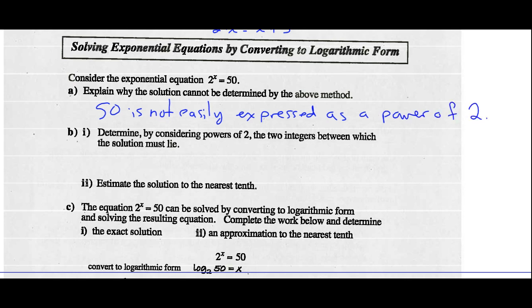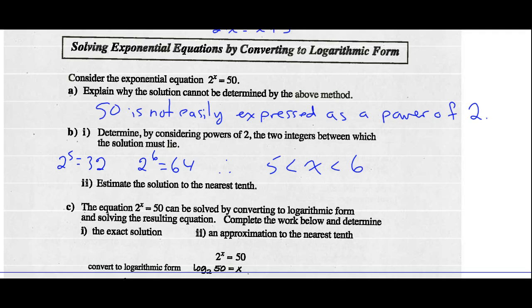All right. Determine the two integers between which the solution must lie. Well, we know that 2 to the 5th is 32, and 2 to the 6th is 64. Therefore, x should be greater than 5, but less than 6.